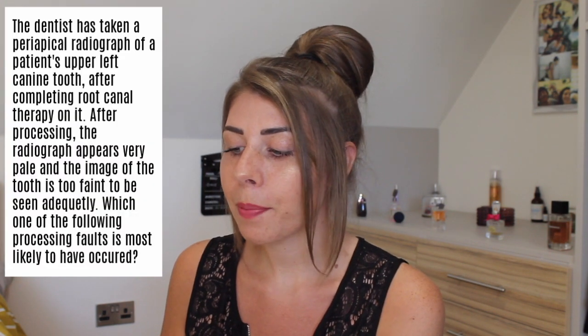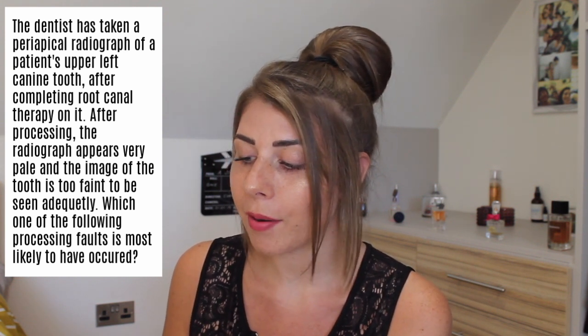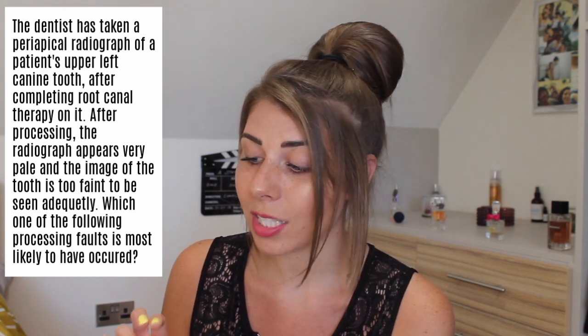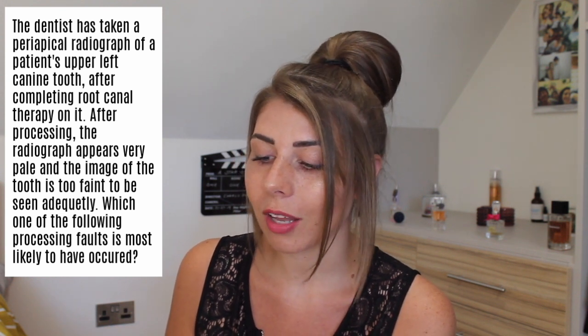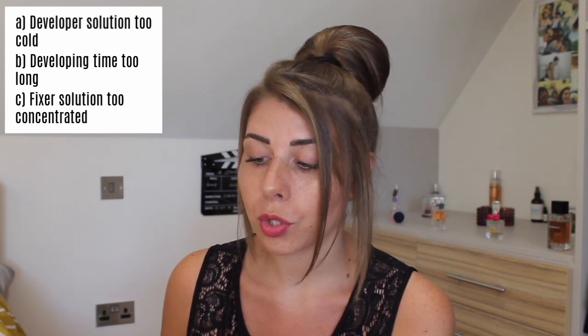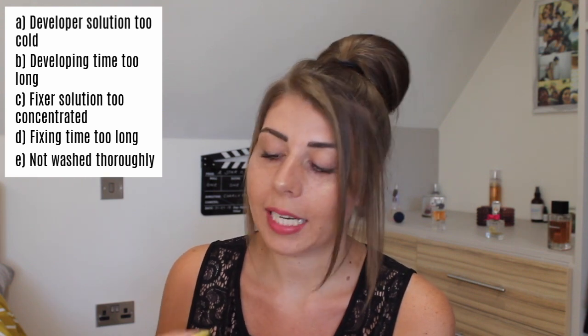So let's go back to that. The dentist has taken a periapical radiograph of the patient's upper left canine tooth after completing root canal therapy on it. After processing, the radiograph appears very pale and the image of the tooth is too faint to be seen adequately. Which one of the following processing faults is most likely to have occurred? The multiple choice answers are A, developer solution too cold. B, developing time too long. C, fixer solution too concentrated. D, fixing time too long. E, not washed thoroughly.